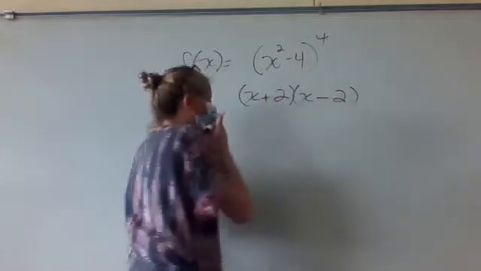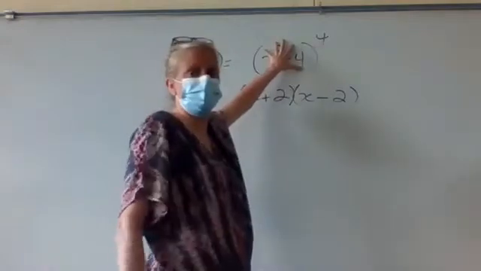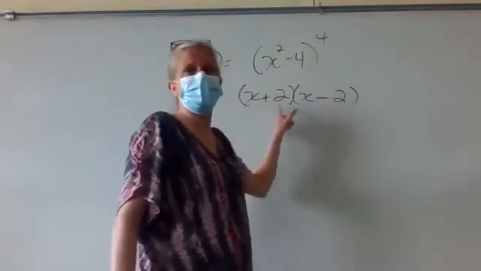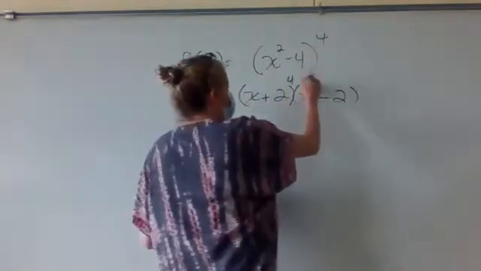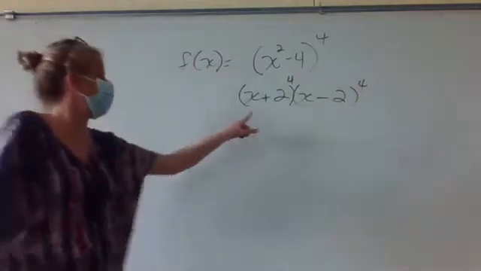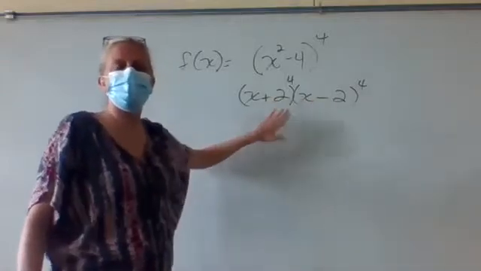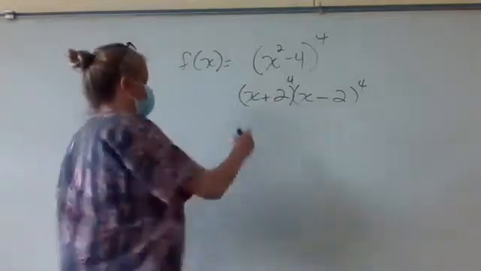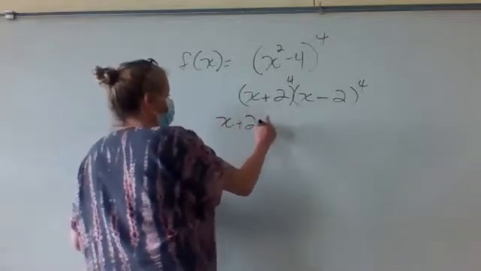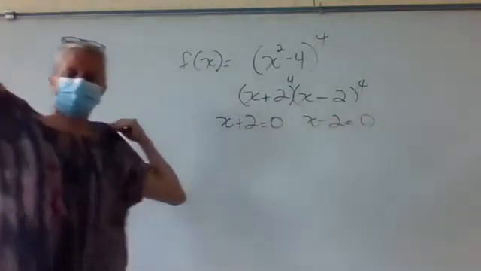One positive, one negative. Now, this exponent, if this is all to the 4th power, that means even when I factor it out, they're still both to the 4th power. It's just that now they're completely factored. So my factors are what turn into the zeros. So x plus 2 equals 0 and x minus 2 equals 0.